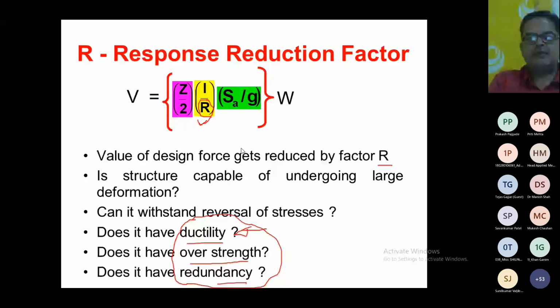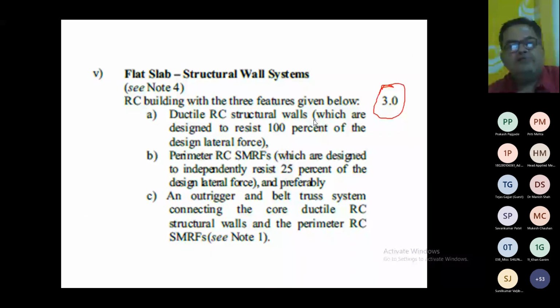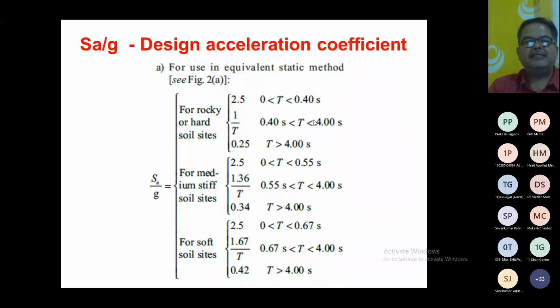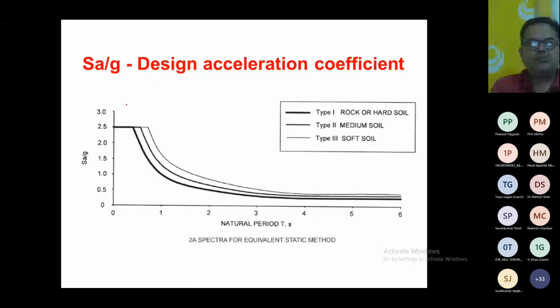It is basically Sa by g. What is Sa by g? It is the spectral acceleration. Spectral acceleration means the highest value of acceleration observed, which is normalized with respect to gravitational acceleration, right? Now we are going for the Sa by g value. In the code, it is given in this graph, Sa by g versus natural period. This curve is given, right?